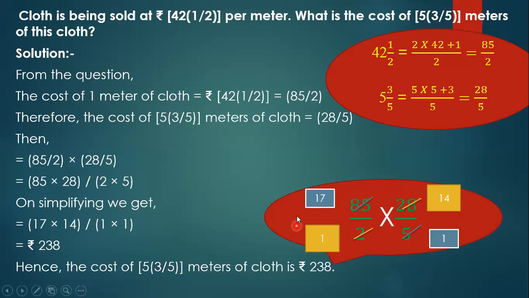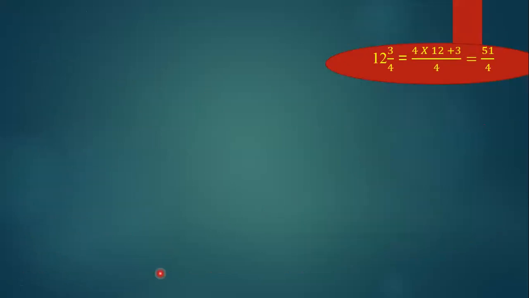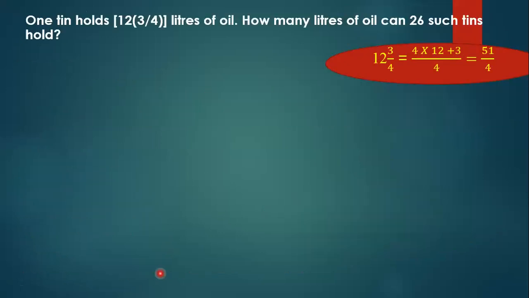Now in the numerator, we have 17 multiplied by 14, which gives us 238. In the denominator, we have 1 multiplied by 1, which gives us 1. Now 238 upon 1 is nothing but 238. Hence, the cost of 5 3 by 5 meters of cloth is rupees 238. Let's have one more question. There is a tin that holds 12 3 by 4 liters of oil.